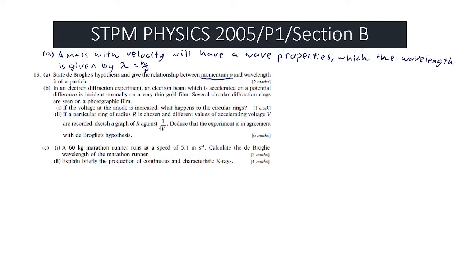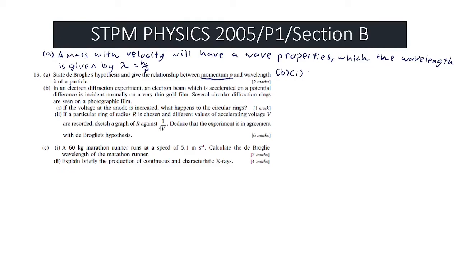Now B, in an electron diffraction experiment, an electron beam which is accelerated through a potential difference is incident normally on a very thin gold film, and several circular diffraction rings are seen on the photographic film. If the voltage of the anode is increased, what happens to the circular rings? So this is B1.